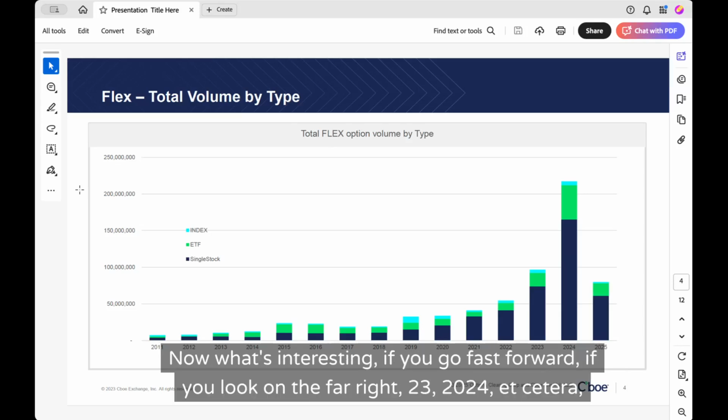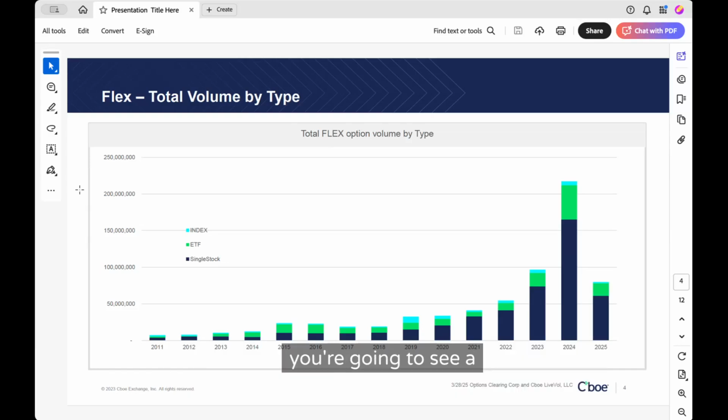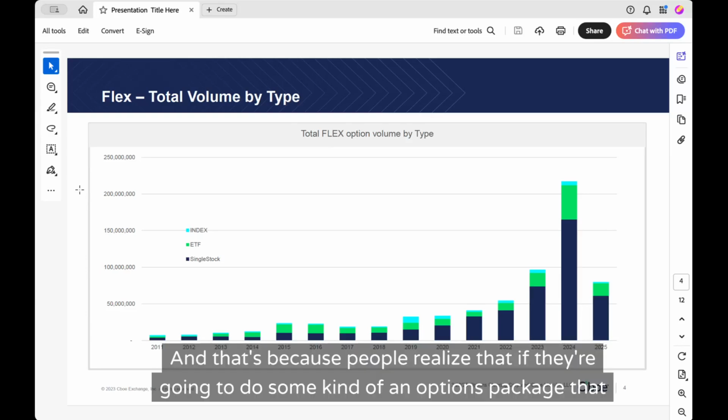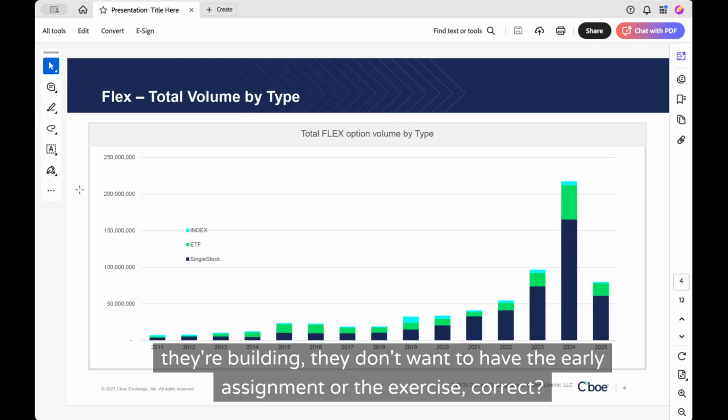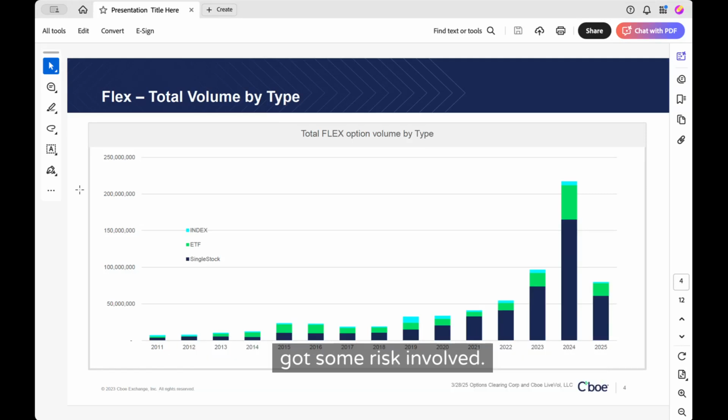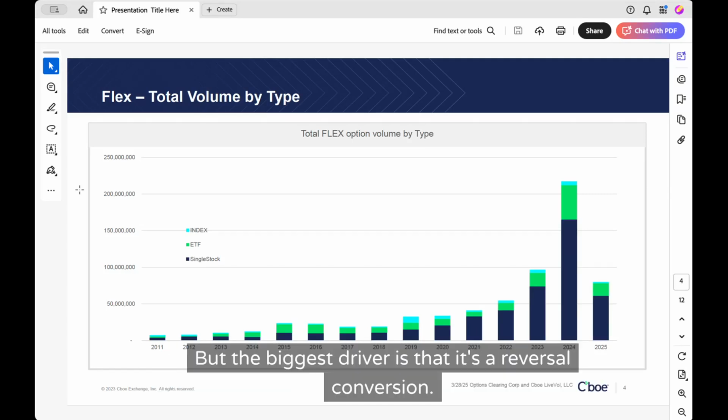Now, what's interesting, if you fast forward, if you look on the far right, 23, 2024, etc., you're going to see a big surge in the single stock Flex options usage. And that's because people realize that if they're going to do some kind of an options package that they're building, they don't want to have the early assignment or the exercise, correct? Because all of a sudden their short gets hit and they're stuck with the long, and now they've got some risk involved. But the biggest driver is the reversal conversion.